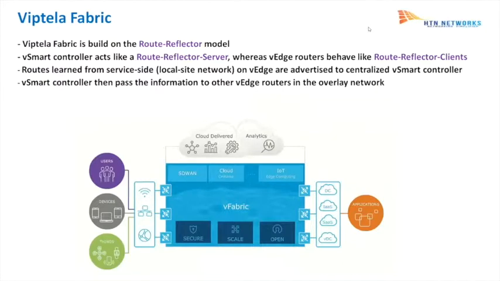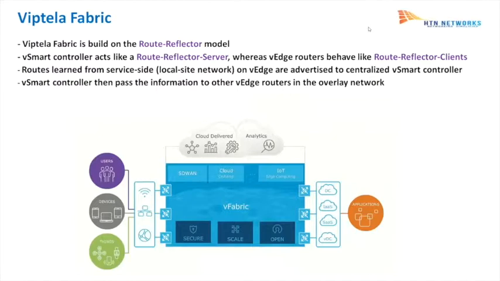So routes are learned from each service side, the local network at each branch office. The vEdge router at that branch office is responsible for advertising those routes to the centralized controller, and then the vSmart controller passes the information to other vEdge routers in the overlay network.